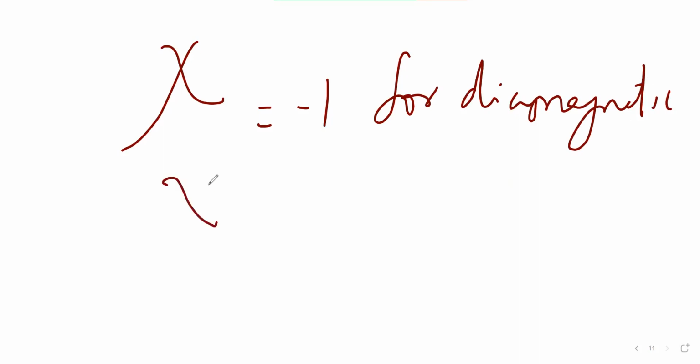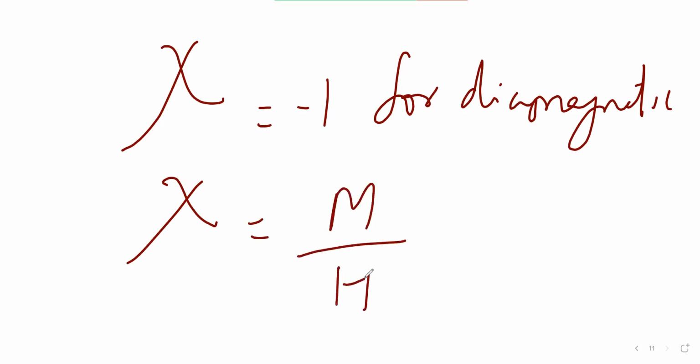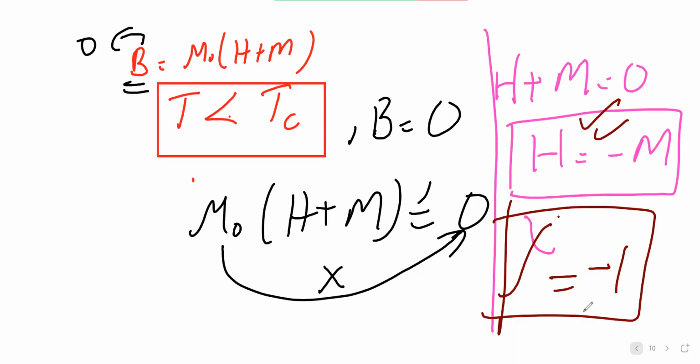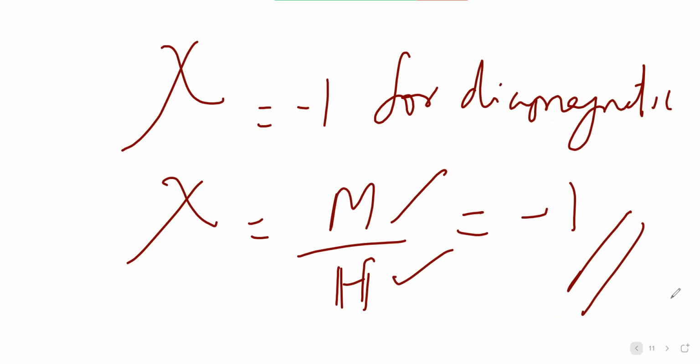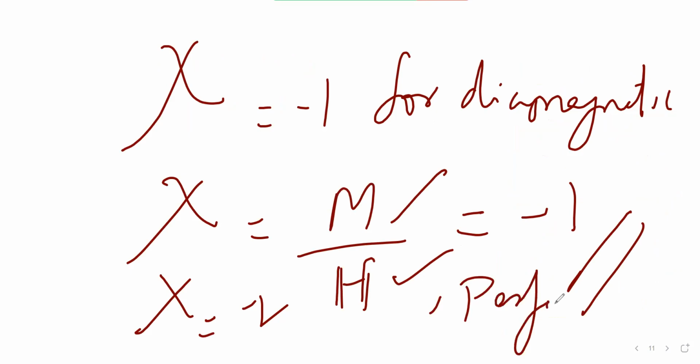Again, I'll take you back to your class 12th. What is my susceptibility formula? The ratio of magnetization M to magnetic field intensity H. This is my susceptibility formula, and it equals minus 1. So now you will come to know: if I put H equals minus M here, then minus M by H is equal to 1. So M by H is equal to minus 1. We have to write up to this. If the susceptibility value is minus 1, then it is perfectly diamagnetic. So you have to write these things down for the Meissner effect. I hope it's clear.